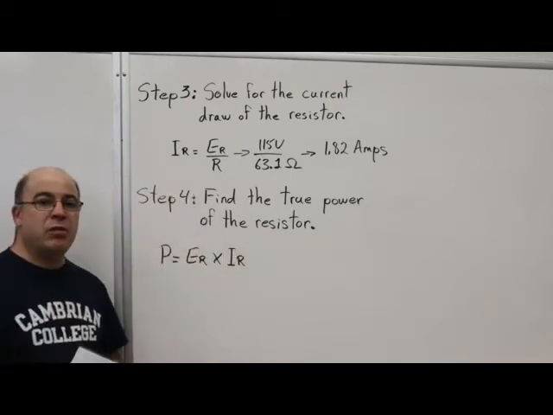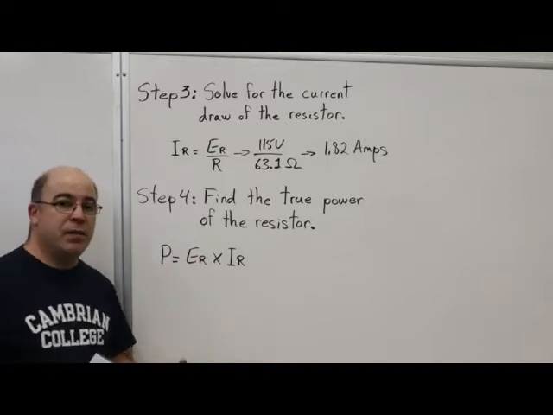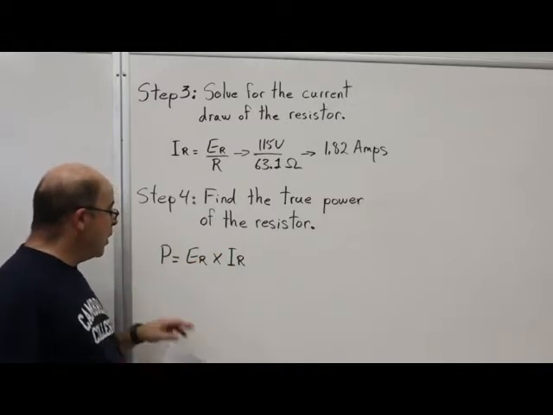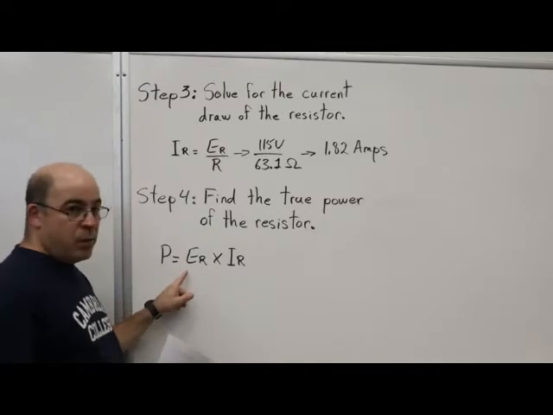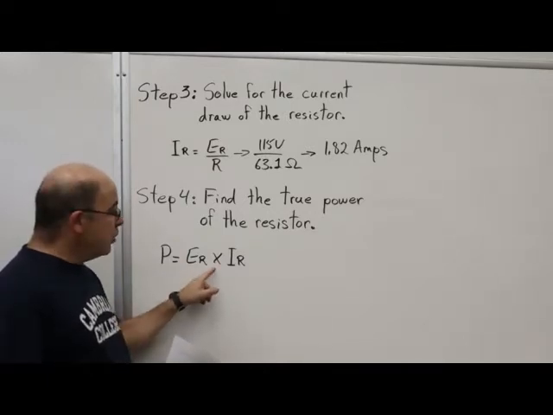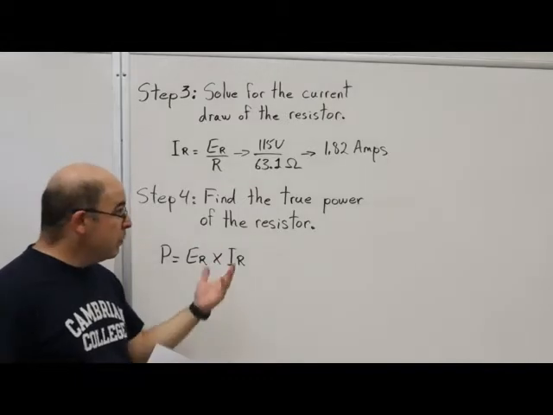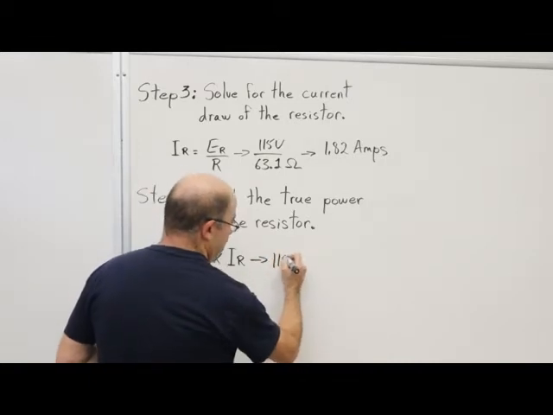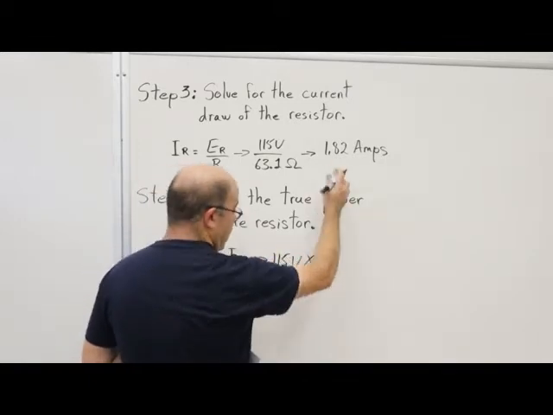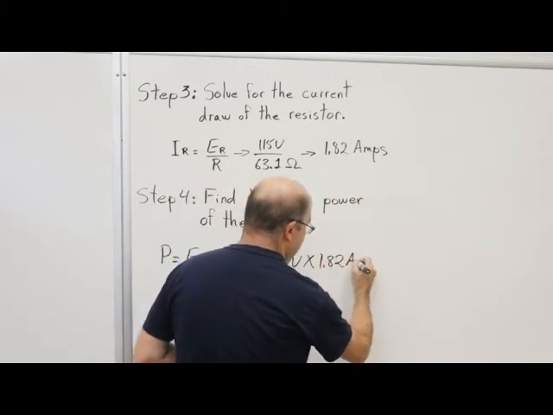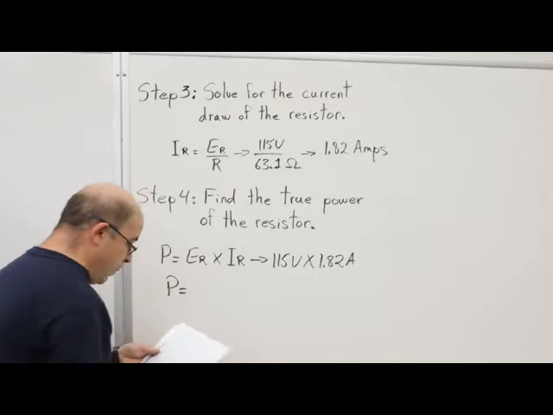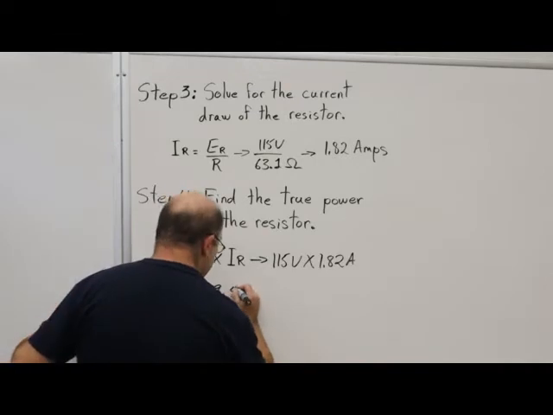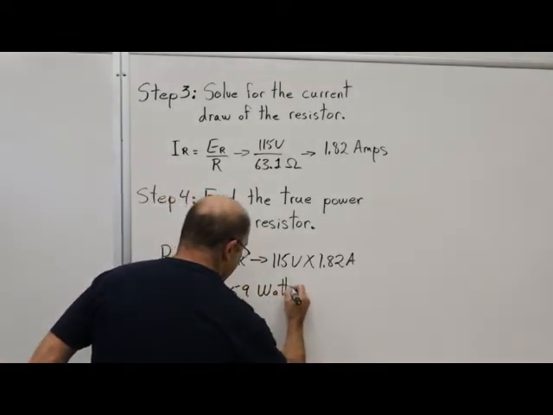Step 4, find the true power of the resistor. Resistors are absorbing true power, and we're just using Ohm's law where power is equal to the voltage of the branch multiplied by the current draw of the resistor in this case. So we use these values: 115 volts multiplied by the current 1.82 amperes. My power in watts is going to be 209.59 watts.